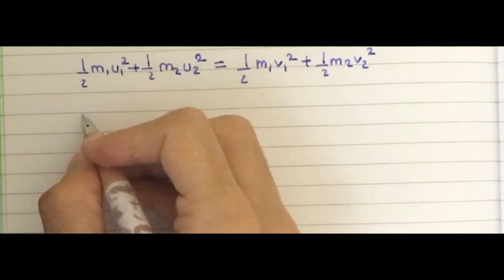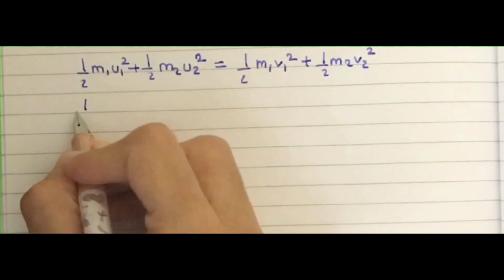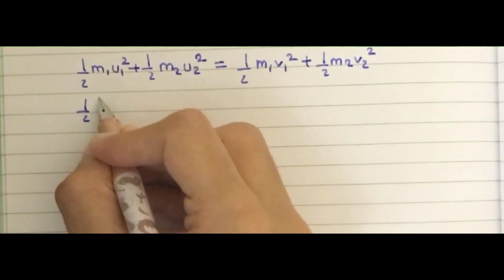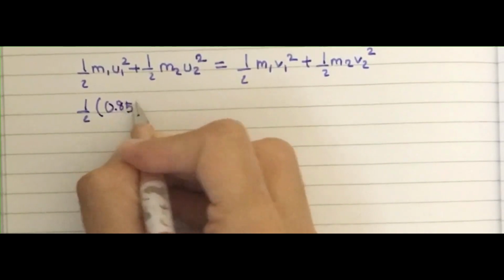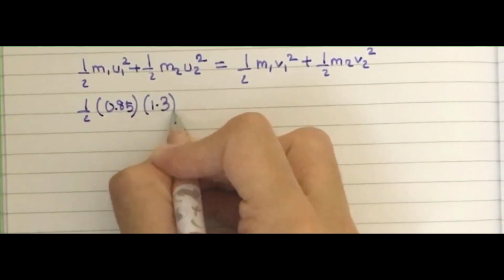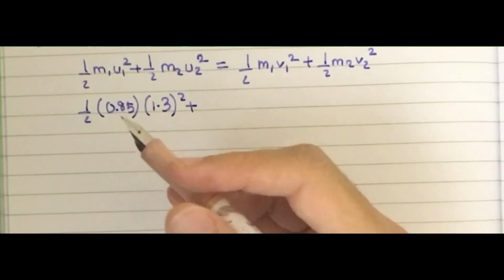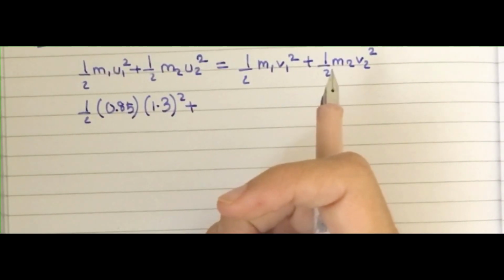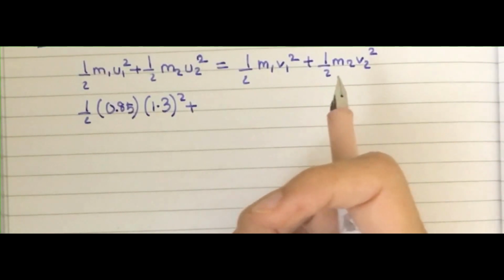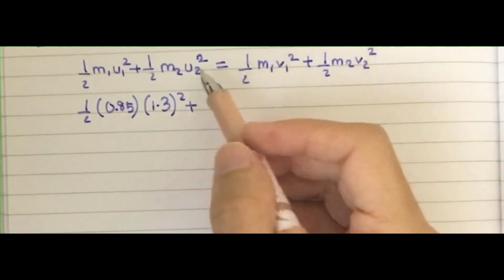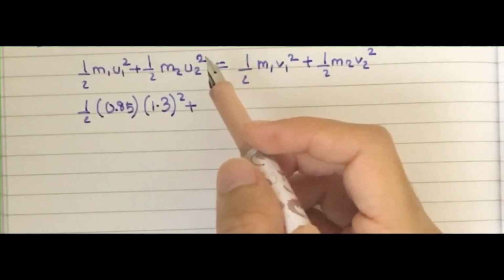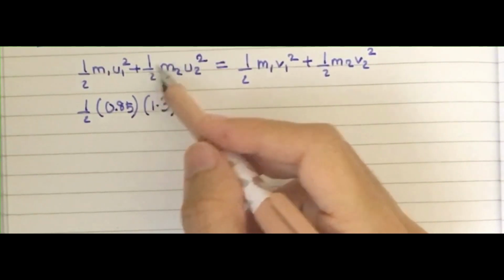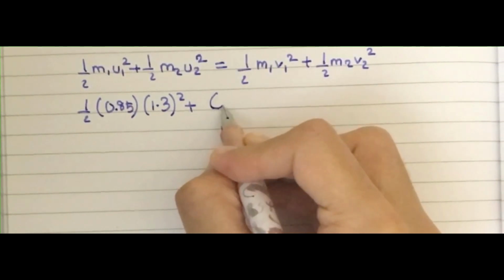So let's input the values, which is 1/2. The mass of the first ball in the given spreadsheet is 0.85, and 1.3 squared. Now we know that our B ball's initial velocity is also shown in the table. The initial speed of the ball is 0, so we can consider this whole term 0 because it's multiplying.